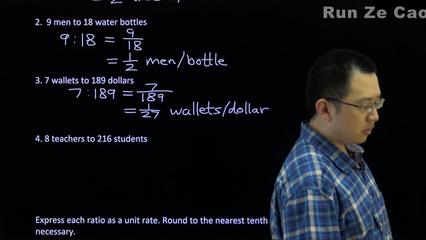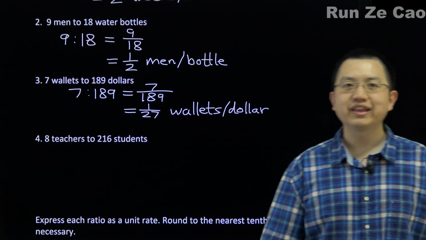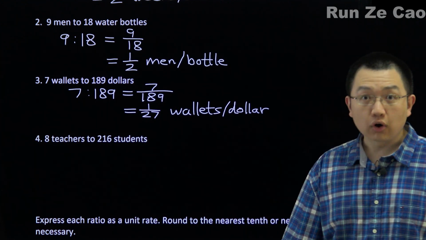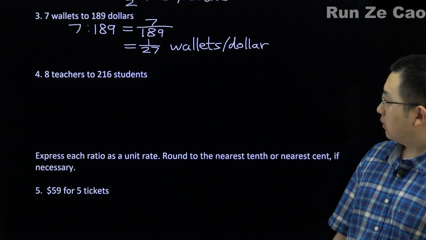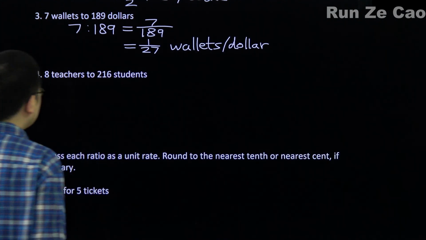You can find the unit rate by simply dividing the numerator by the denominator. The fraction you get is going to be your unit rate. Well, unit rate with respect to the denominator.